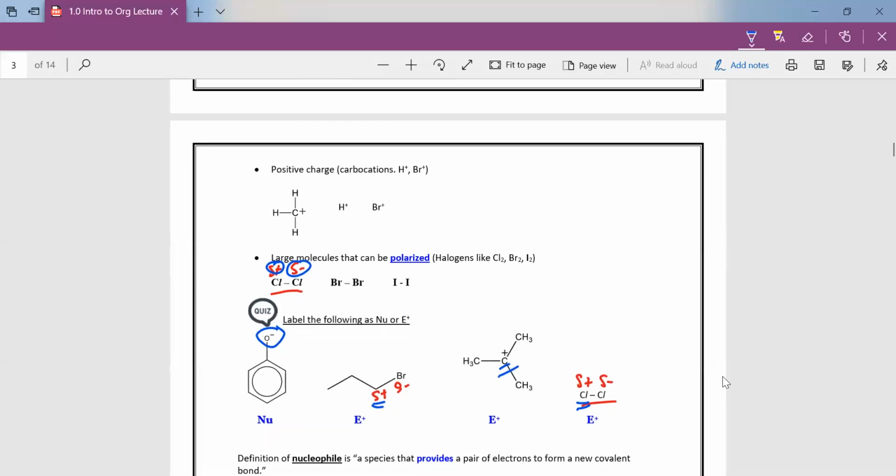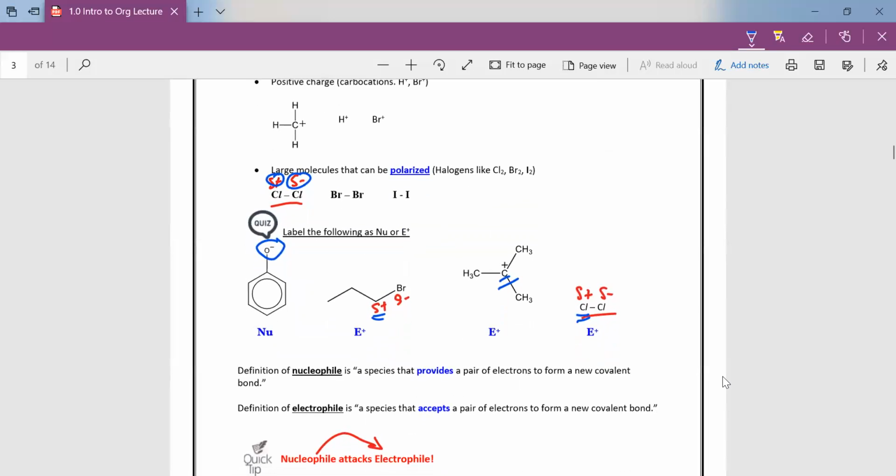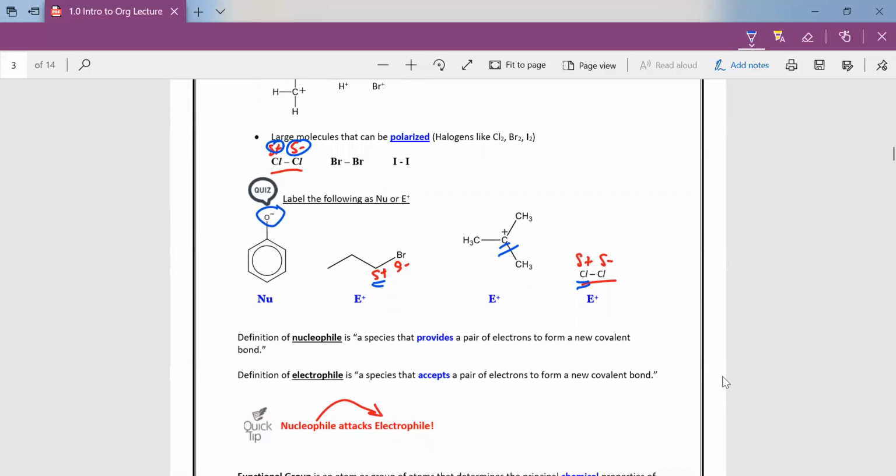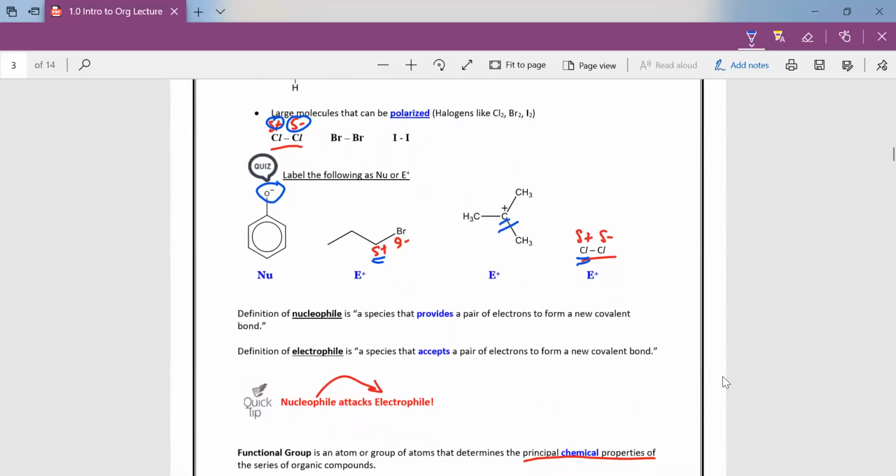So what is the definition of nucleophile? A nucleophile is a species that provides a pair of electrons to form a new covalent bond, whereas the electrophile is a species that accepts a pair of electrons to form a new covalent bond. Always remember this rule: nucleophile will always attack electrophile, not the other way around. And then after the attack, it will form a covalent bond.